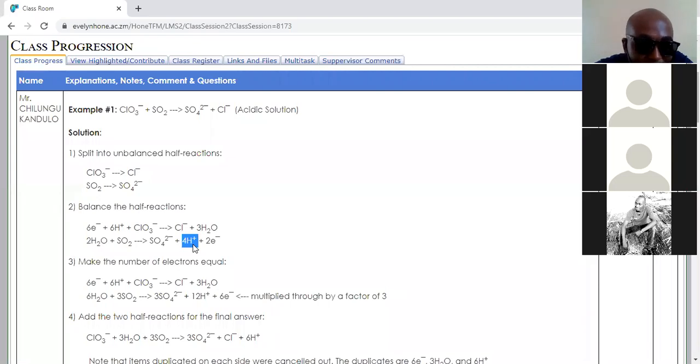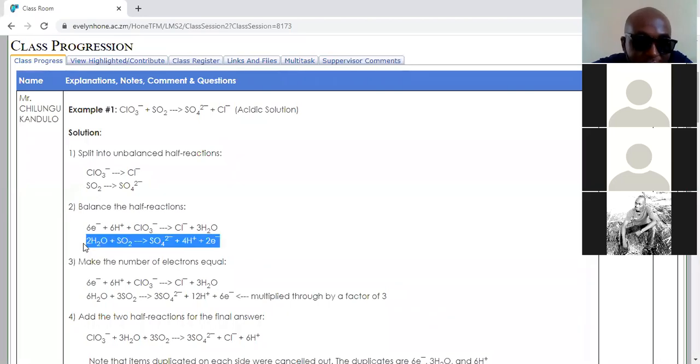How do you balance the charge? You want the charge on this side to be 0, so you also want a charge of 0 on this side. Since you have SO4 2 minus, this is my negative 2. Then 4 times the plus is plus 4. So minus 2 plus 4 is plus 2. To cancel the plus 2, you have to add 2 electrons.